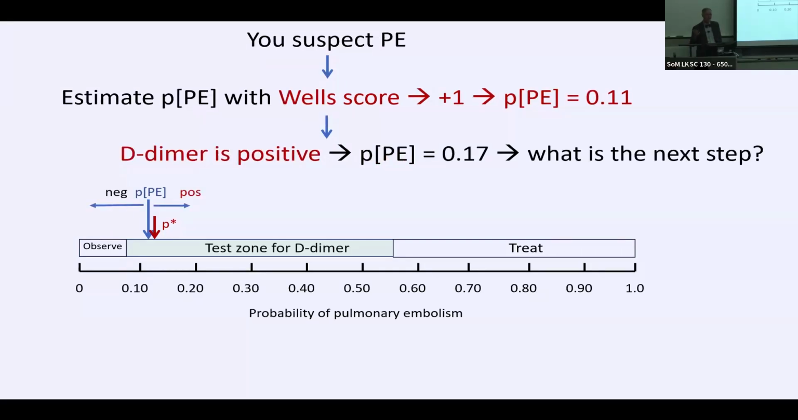But in this case, the D-dimer was positive. And the probability goes from 11% to 17%. It's a reminder that the D-dimer is a very nonspecific test. It doesn't raise probabilities much, but it's very sensitive, and it really drives probabilities downwards in a very good way.